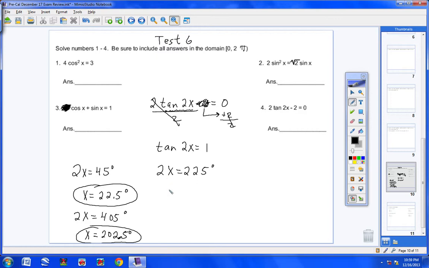Okay. 2x equals 225. So x would equal 112.5. Divide both sides by 2. And then we're going to add 360 degrees to 225, and we're going to get 585. And we're going to divide both sides by 2, and x would equal 292.5. This is not easy stuff that we're doing.